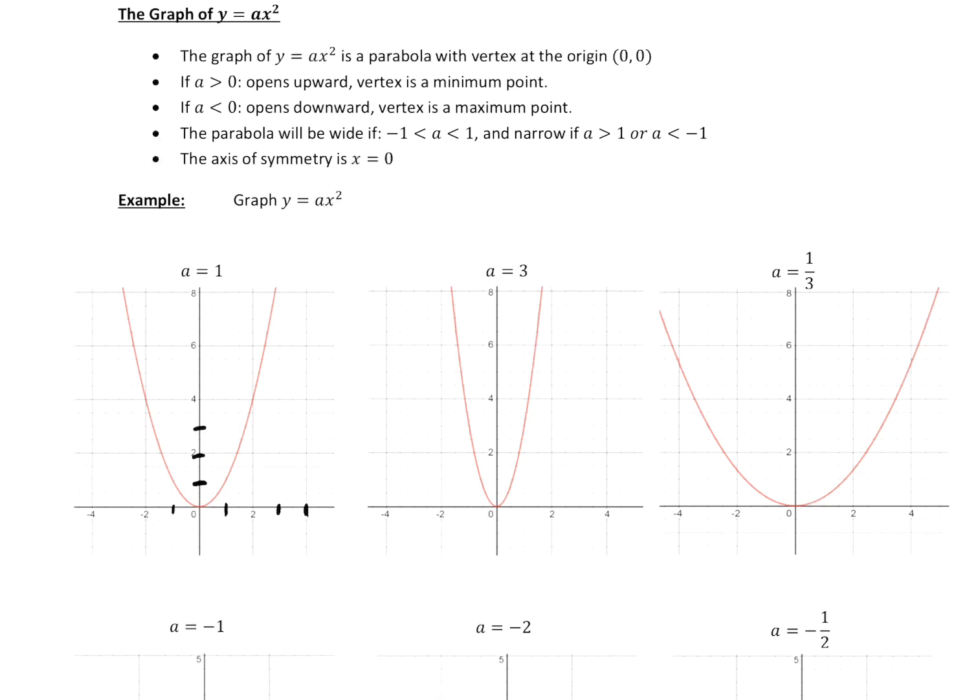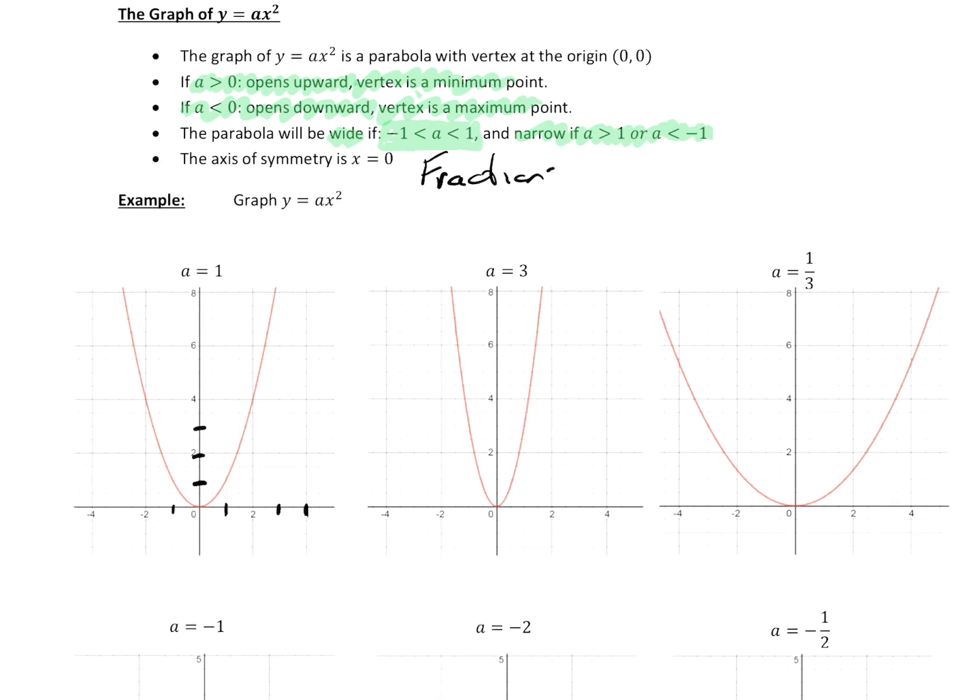If you have a positive A value, it opens up, and the vertex is a min. If you have a negative A value, it opens down, and the vertex is a max. Now, you're going to have a wide, stretched out parabola if your A value is in between -1 and +1, which means what? It means it is a fraction, either positive or negative. And you're going to have a steeper, skinnier, more narrow parabola if A is greater than 1 or if A is less than -1.